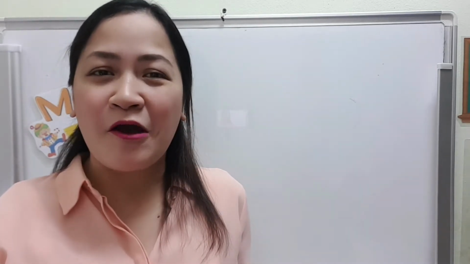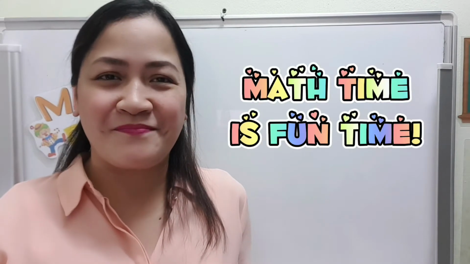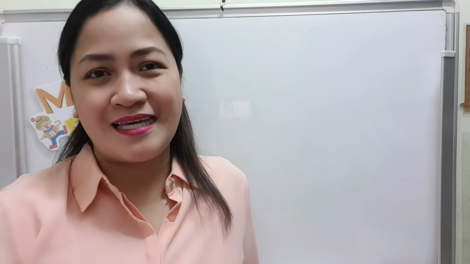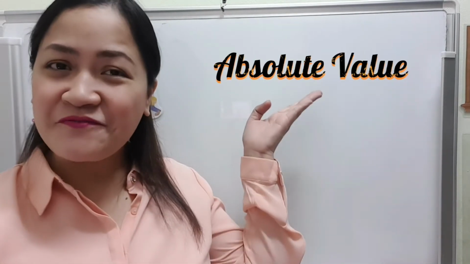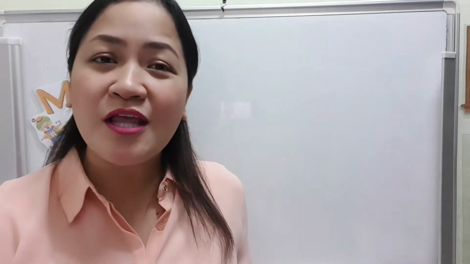Welcome to another day of math time, fun time. For today, we are going to discuss a new lesson. But before that, let us first recall what we had last week. We had absolute value. And do you still remember what an absolute value is? Okay, that's right. The absolute value is the number's distance from 0 on the number line. And remember that when we solve absolute value, all our answers are positive, right? Because there is no negative distance.